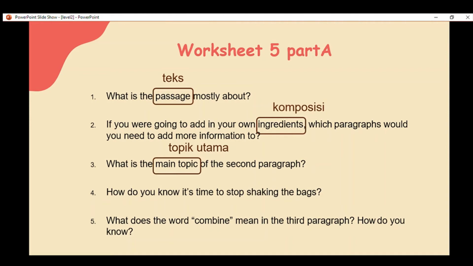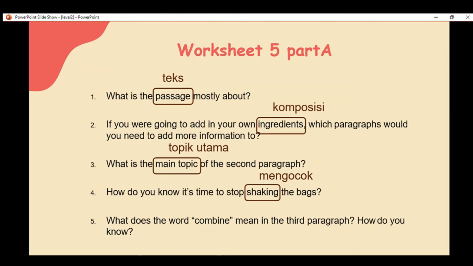Number 4. How do you know it's time to stop shaking the bags? The clue here is shaking. So find the words of shaking in the paragraph. And then the question is how. It means the process of you knowing what time to stop shaking the bags. Find the word shaking in the paragraph.